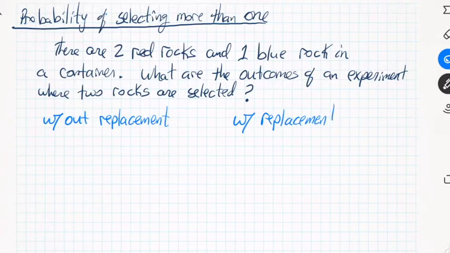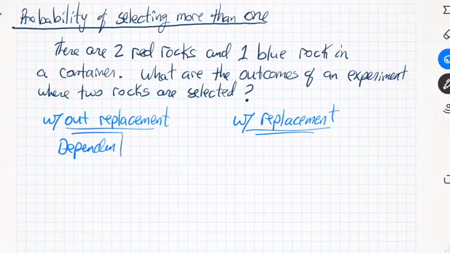So before we can do one of these questions of multiple selections, we have to know if we're dealing with a without replacement or with replacement. Without replacement, this becomes known as dependent. And with replacement, it becomes called independent. Dependent in the sense that when you remove something from an experiment, it changes all the probabilities. Where if we put it back, nothing's changing, so it's quite independent what's going to happen.